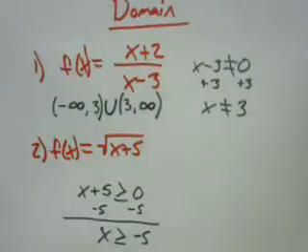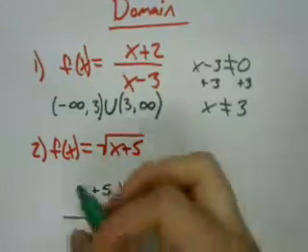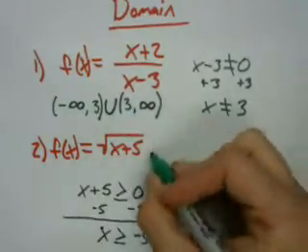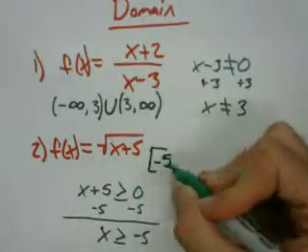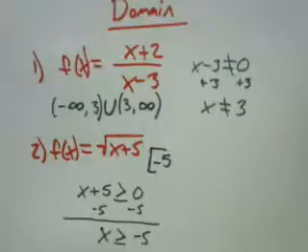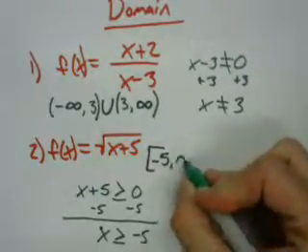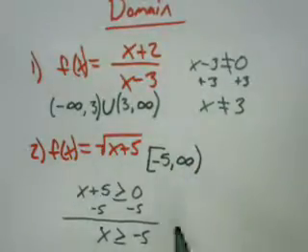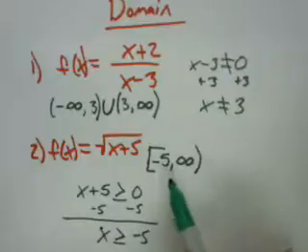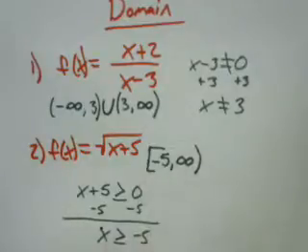So what does this one look like? Well, it looks like I can start at negative 5 on the left of my number line, and then I can go to the right as far as I want. It can get bigger than that, so I'm going to say that goes off to infinity. Now here I used a bracket on negative 5 because negative 5 is fine. Negative 5 plus 5 is 0, square root of 0 is 0. No big deal. So we can square root that, that's fine. So we have a bracket there.